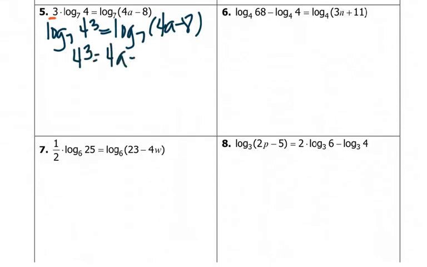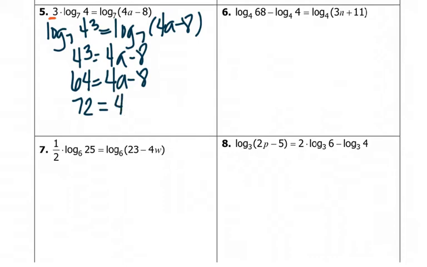equals 4a minus 8. 4 to the 3rd power is 64, so that is equal still to 4a minus 8. So 72 equals 4a, and then a equals 18. And when you plug that in, yes, it does work.